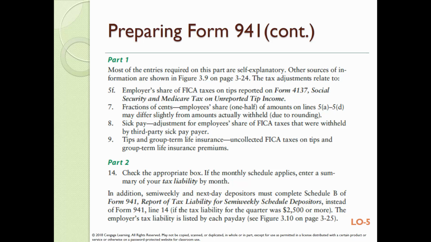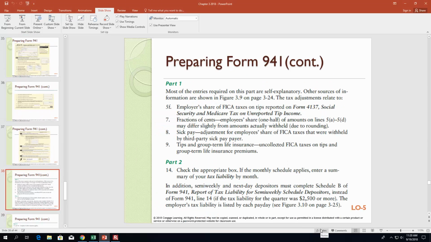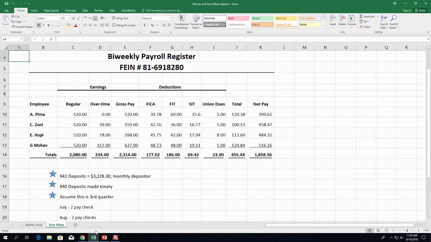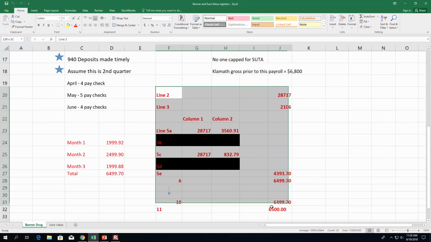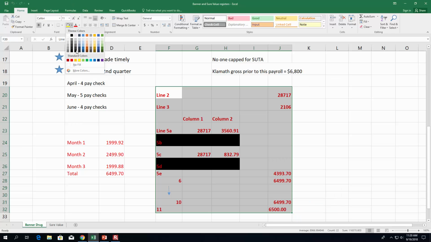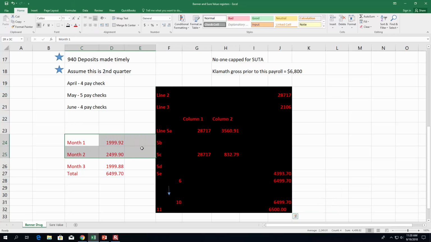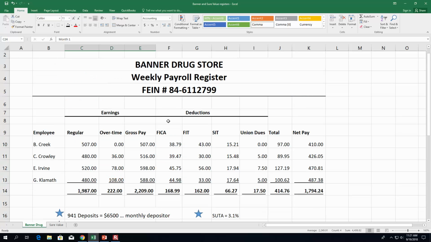Okay, let's jump now. Rather than sit here and look at all this, let's do it. So you need a pencil, you need a calculator, you need your 941 in front of you, and you need the payroll register open, please. And let's start with, there's 2 tabs down here, right? Banner Drug and Sure Value. Let's go to Banner Drug for the first one. Let's just start here.